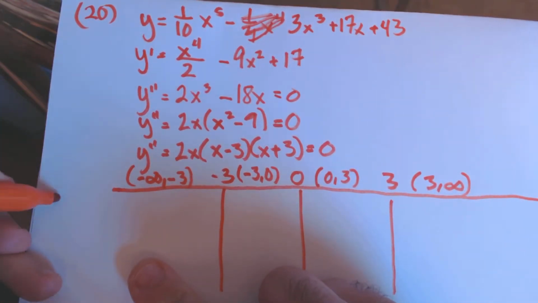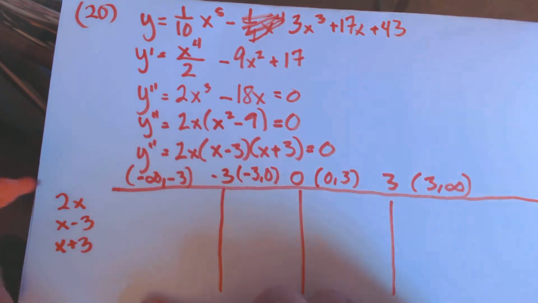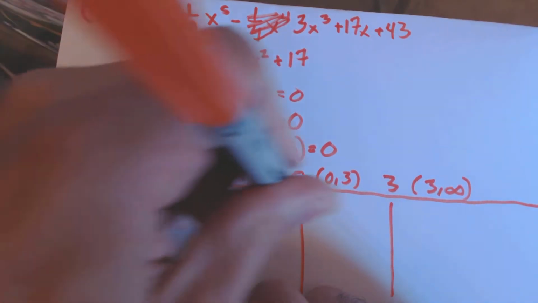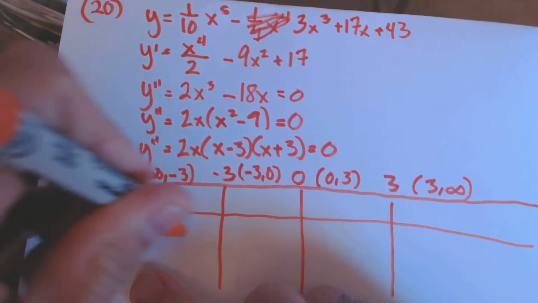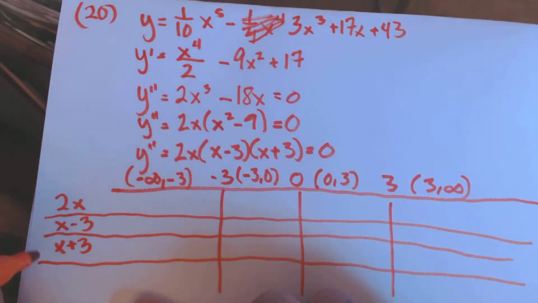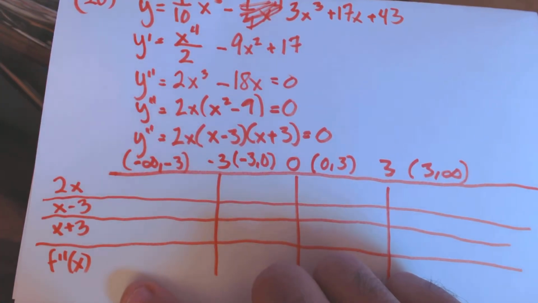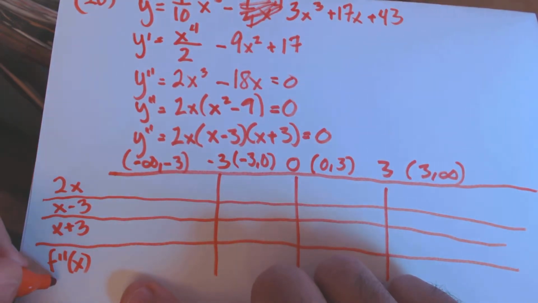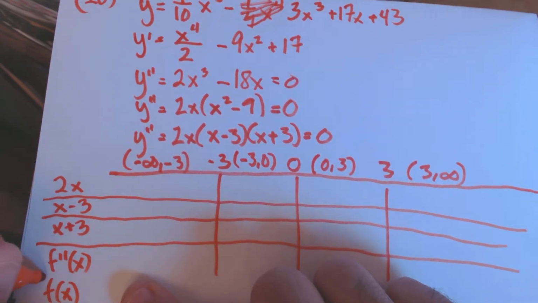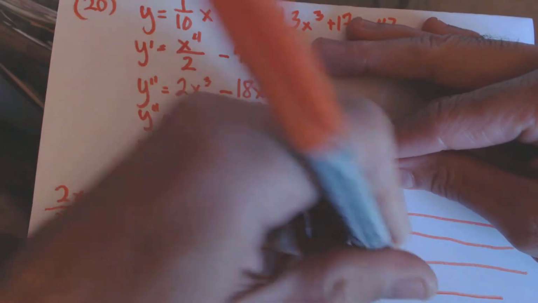Alright, let's examine the various components of the second derivative. 2x, x minus 3, and x plus 3. And of course, these components will tell us what the sign of the second derivative will be over the given intervals, and ultimately the nature of the graph, the original function, over the given intervals.